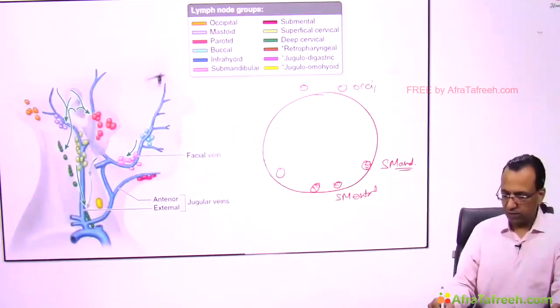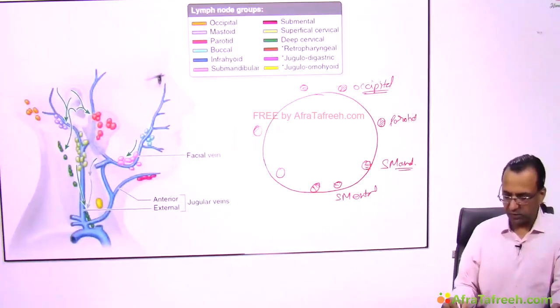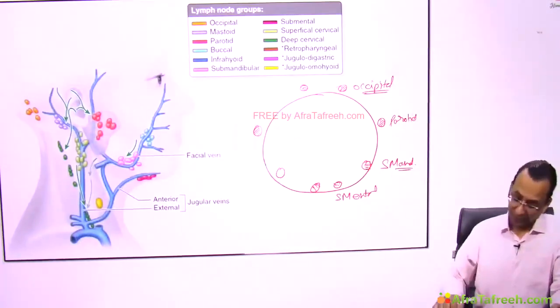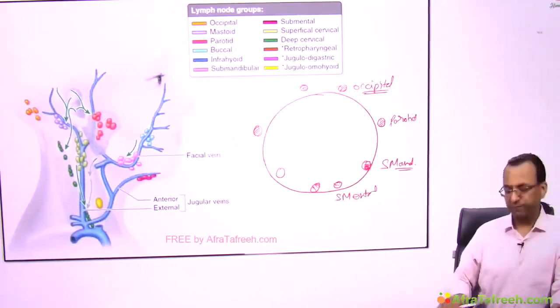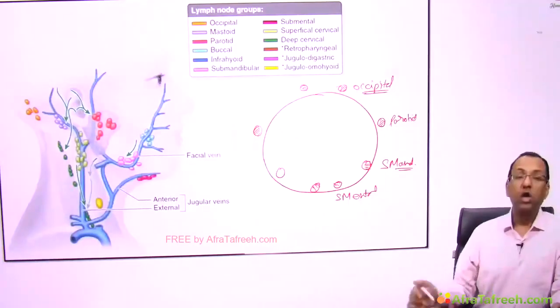So posteriorly you have occipital, yes. And what was in the middle? Maybe parotid. So you are telling that these are the superficial circle lymph nodes, yes. Most anterior submental, then you have the submandibular, then you have the parotid and occipital. This is the outer circle.